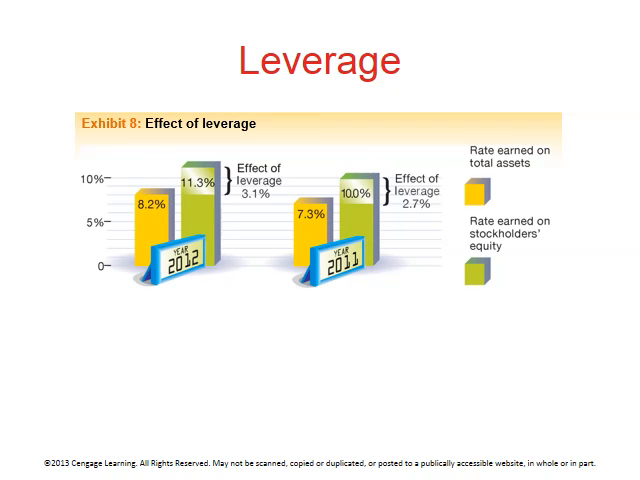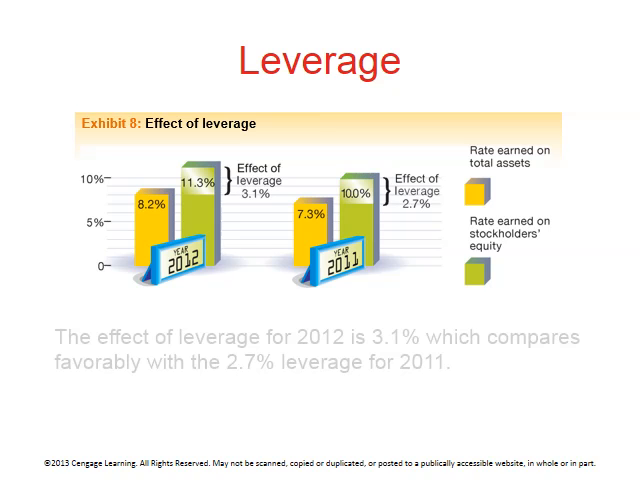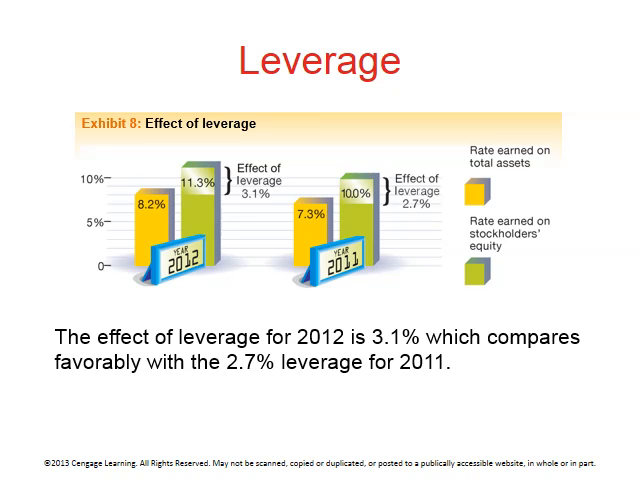So let's look at leverage. If we look at our rate earned on total assets, the first bar, 2012, of 8.2, and then the rate earned on stockholders' equity, which is 11.3, that difference of 3.1 is called leverage. If you look at 2011, our leverage was only 2.7%.